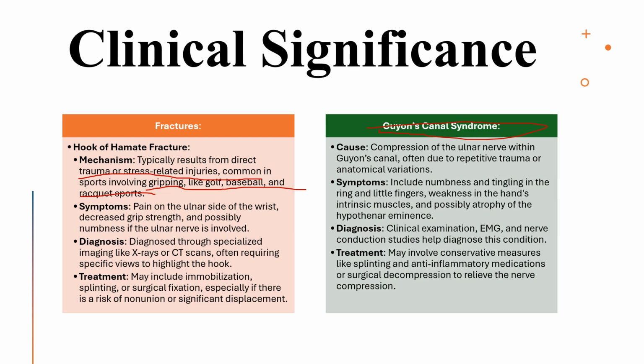Diagnosis: for diagnosing it, we have EMG and NCV tests that help us diagnose Guyon's canal syndrome. The treatment required for Guyon's canal syndrome is conservative measures such as splinting and anti-inflammatory medications, and sometimes surgical removal of the compression site or decompressing Guyon's canal will help.